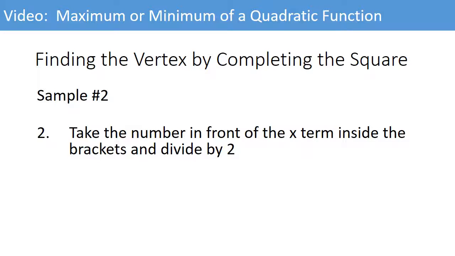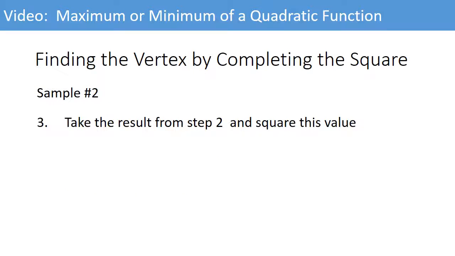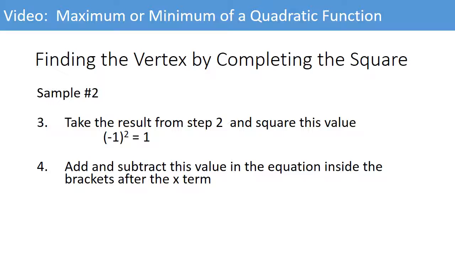Now, take the number in front of the x term inside the bracket and divide by 2. So negative 2 divided by 2 will be negative 1. Take the result from step 2, negative 1, and square it, and we will get 1. Add and subtract this value inside the equation as shown by the brackets. So we will get 2[x squared minus 2x plus 1 minus 1] plus 5.